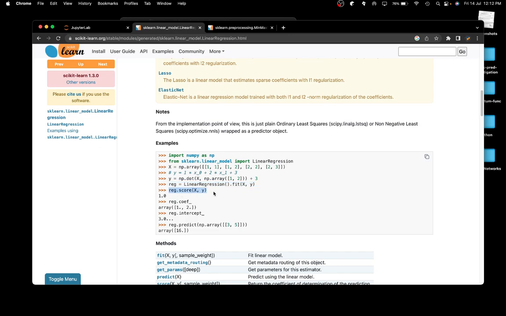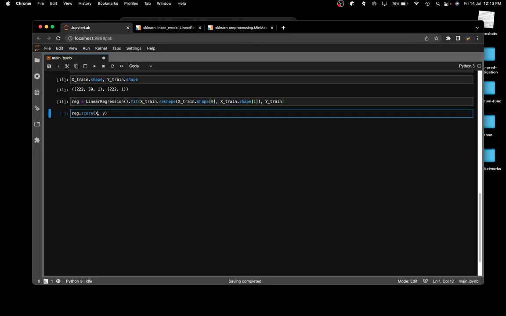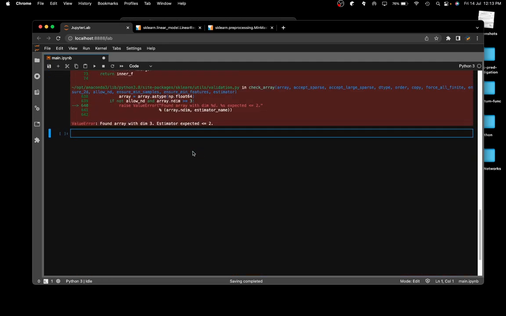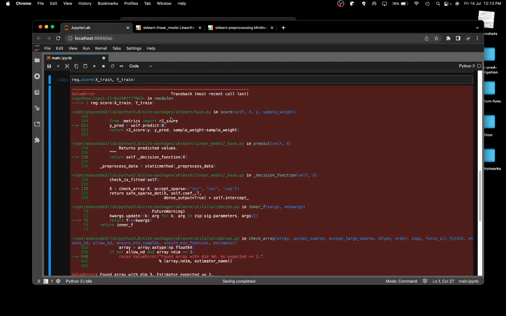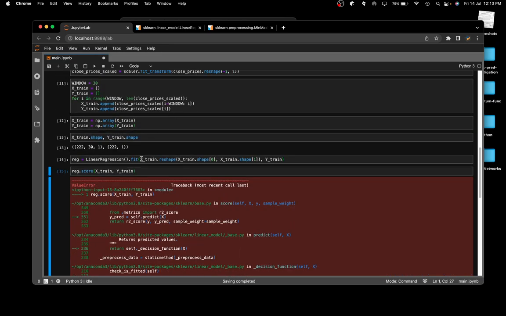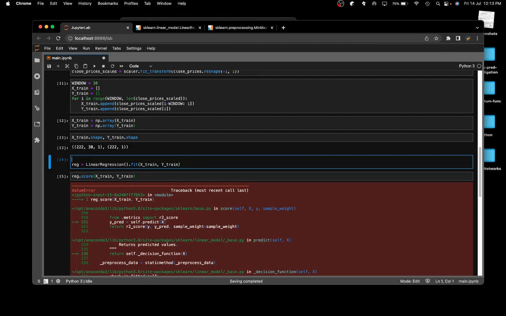Alright, so if I just get the reg.score of x_train and y_train, okay, what's the problem? Oh yeah, I'll have to reshape it again. Here's what we can do. We can simply copy that, put x_train here, and we can just put it over here. Alright, and now we can run this.